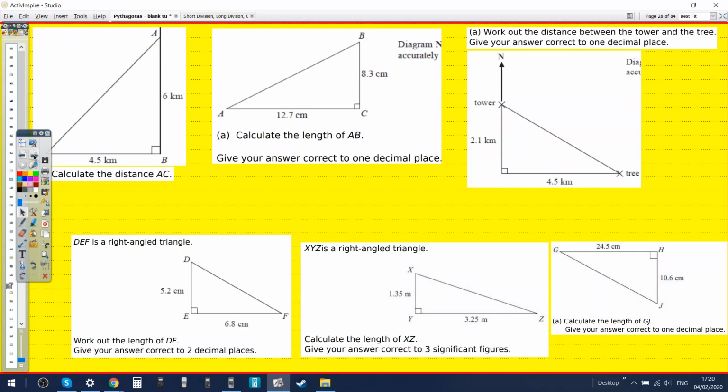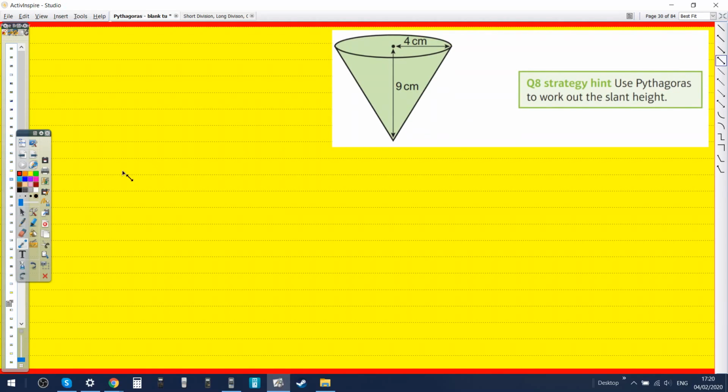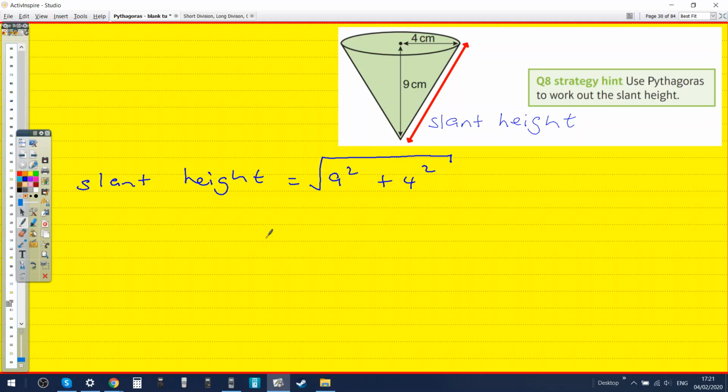So these are all calculator. They're always a calculator paper. Yes, so this one. You have to work out the slant height. How would you do that? Because it's a triangle, you do hypotenuse. So you do 9 squared, add 4 squared. And then you find the square root of your answer. And the answer is 9.84. Okay, 9.84 centimeters. Great.